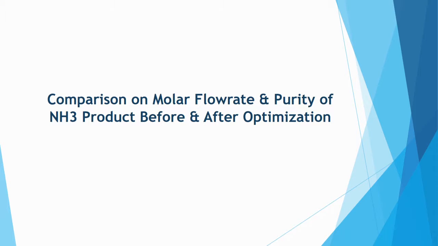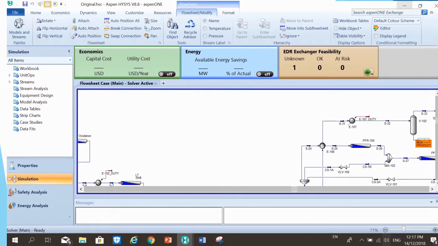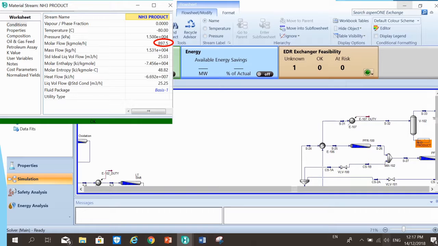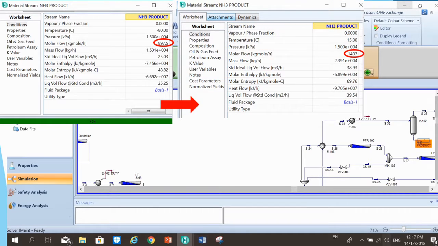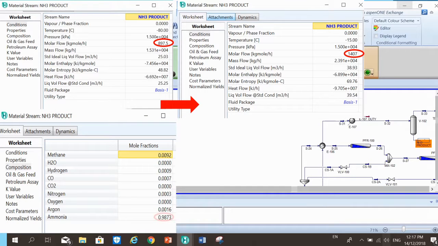Now we'll compare the molar flow rate and purity of ammonia product before and after the optimization. So after the optimizations aforementioned, the molar flow rate of ammonia increases from 897.5 kmol per hour to 1407 kmol per hour. As for the purity, it increases from 98.73 mol% to 98.77 mol%.